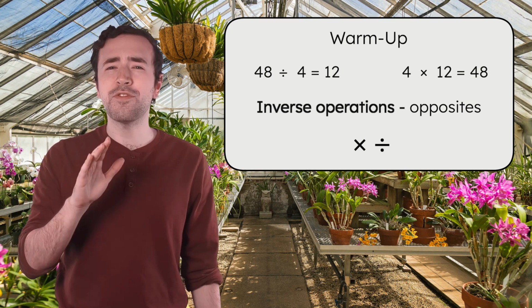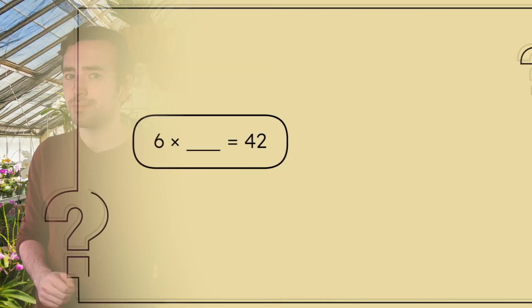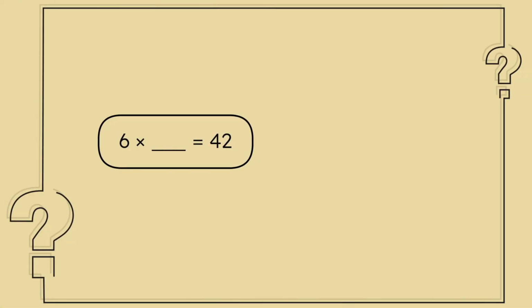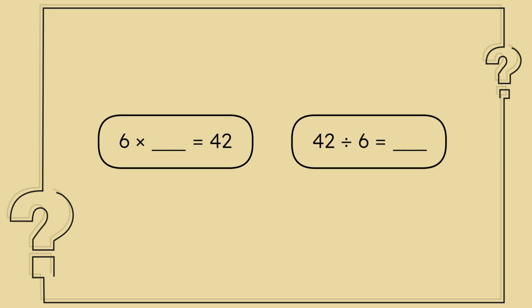Give it a try with the first problem in the puzzle. 6 times something equals 42. What do we already know? One of the factors and the total amount. Is there another way we could arrange these numbers? Since we know the total amount, 42, we could use division. We can divide 42 by 6 to figure out the missing piece. 42 divided by 6 equals 7.